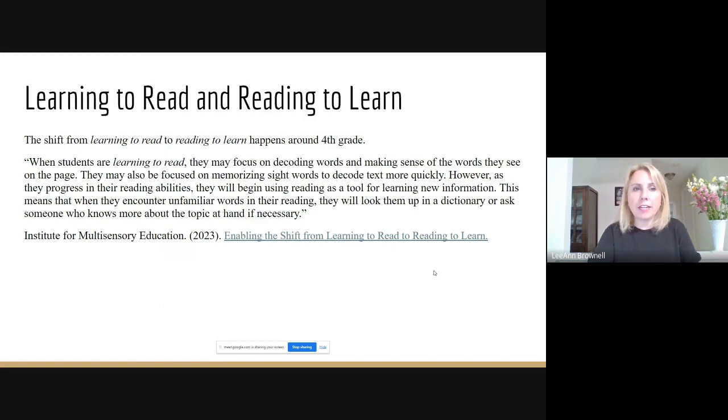So, learning to read and reading to learn. There is a significant shift that happens around the 4th grade. When students are learning to read, they focus on decoding words, making sense of what those words mean, and memorizing sight words to decode text more quickly. However, as they progress in their reading abilities, they begin to use reading as a tool for learning new information. When they encounter unfamiliar words in their reading, they will look them up in a dictionary or ask someone who knows more about the topic. I have linked another resource that talks more in depth about the shift between learning to read and reading to learn.